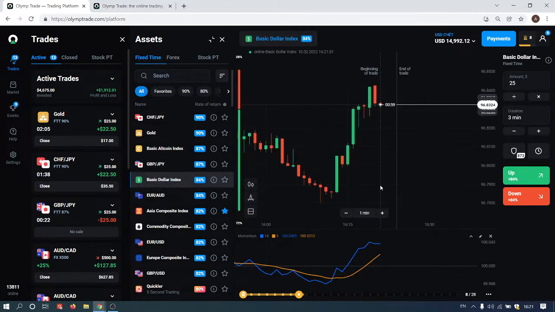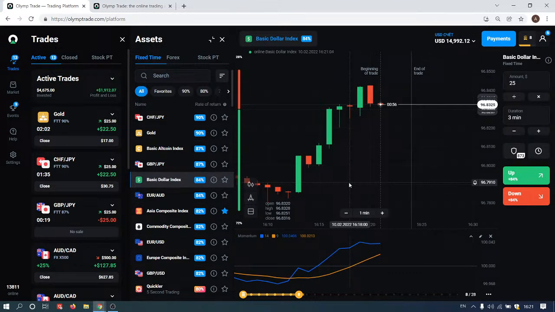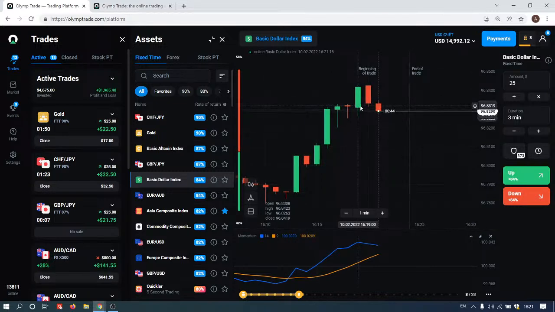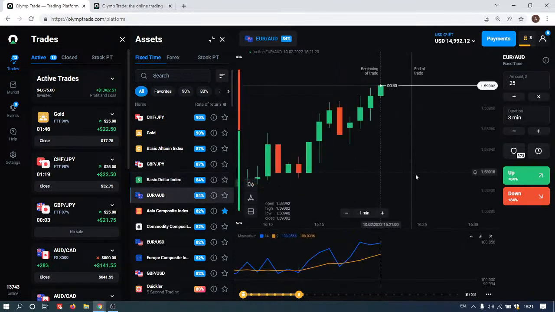Okay, so Basic Dollar Index setup number two, I think happened here on this candlestick, so 2 candlesticks ago. So right now it's a little bit too late to trade according to this signal. I would say this signal is gone, and I would rather wait for another one, for the next one.